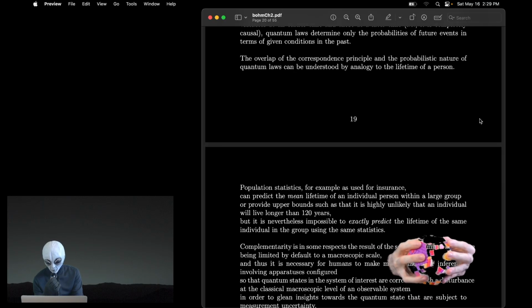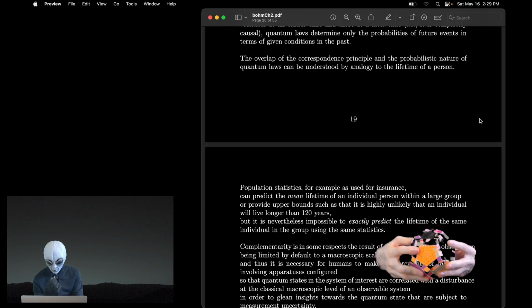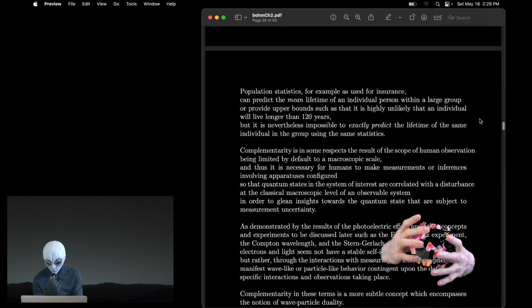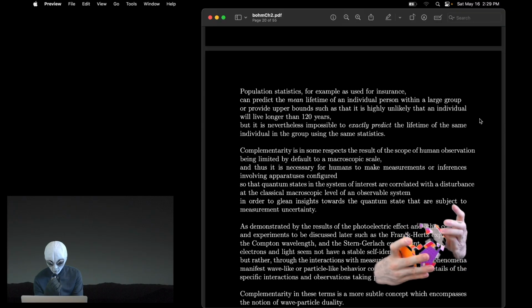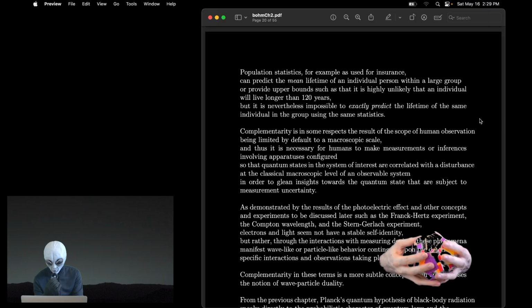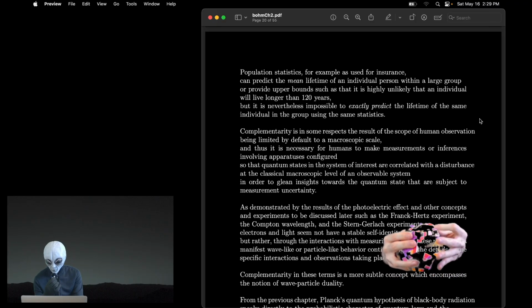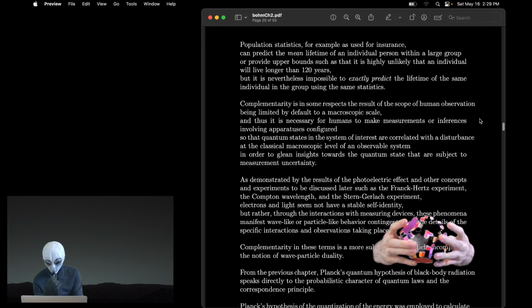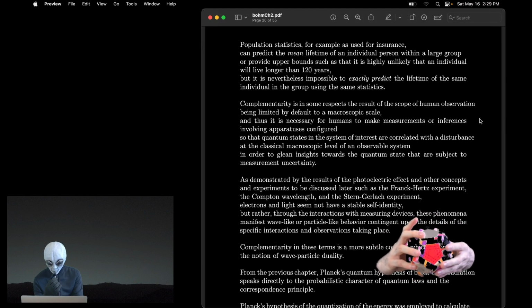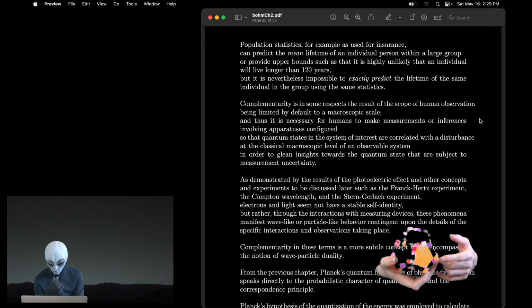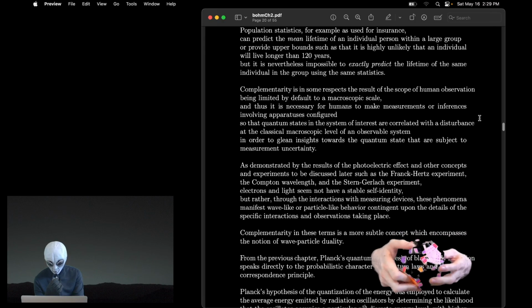The overlap of the correspondence principle and the probabilistic nature of quantum laws can be understood by analogy to the lifetime of a person. Population statistics, for example, as used for insurance, can predict the mean lifetime of an individual person within a large group, or provide upper bounds, such as that it is highly unlikely that an individual will live longer than 120 years, but it is nevertheless impossible to exactly predict the lifetime of the same individual in the group using the same statistics.